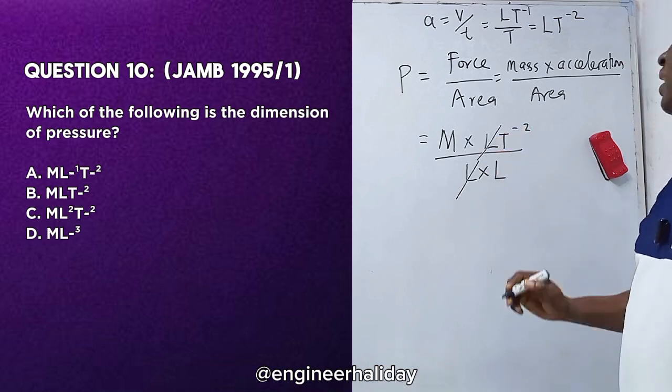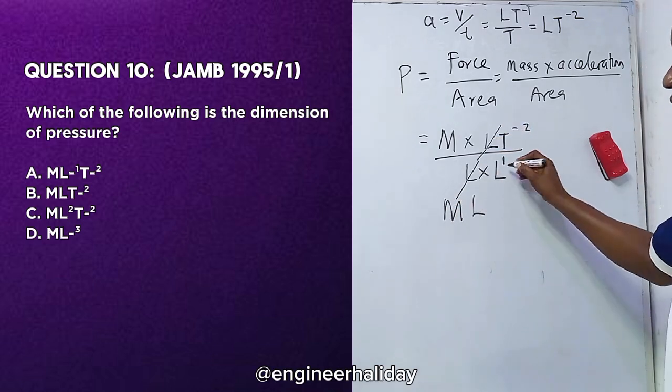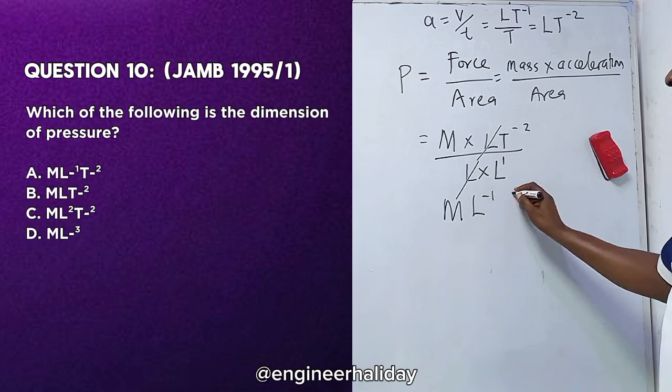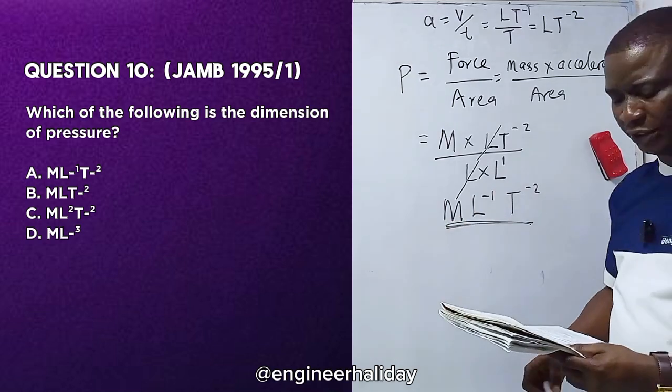So this will cancel this. What we have is ML^-1 T^-2. So this should be the dimension for pressure.